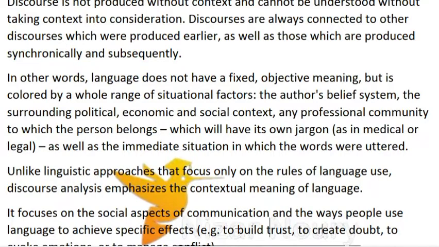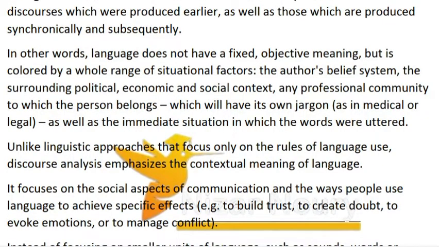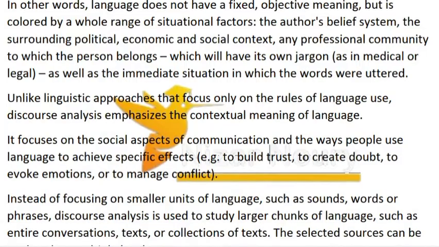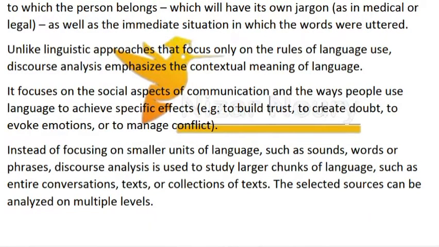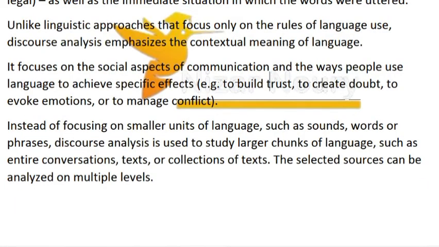emphasizes the contextual meaning of language to which the person belongs, which will have its own jargon, as in medical or legal, as well as the immediate situation in which the words were uttered. It focuses on the social aspects of communication and the ways people use language to achieve specific effects, e.g., to build trust, to create doubt, to evoke emotions, or to manage conflict.